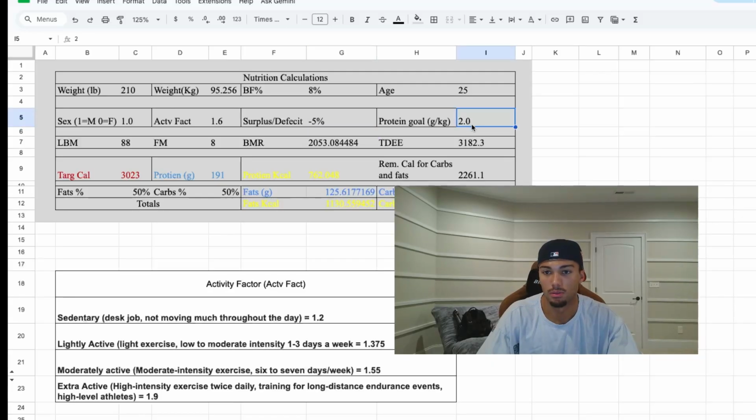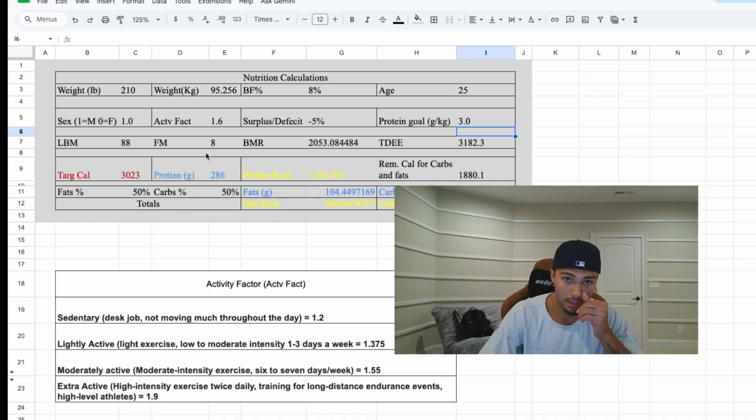My protein goal per kilogram, I want to get, let's really go up on here, because you can never have too much protein. I'll make a video on that later. 3.0, lean body mass. So I got my DEXA scan done a while ago. So this is what I went off of. So I'm just not going to change any of these things right here, okay?